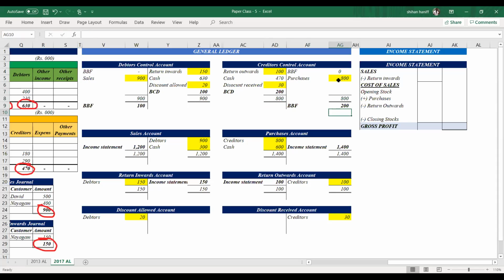What is inwards and outward? Return inwards means sales return. Return outward means purchases return. What we purchased and returned is return outward. What we sold and was returned is return inwards, sales return.